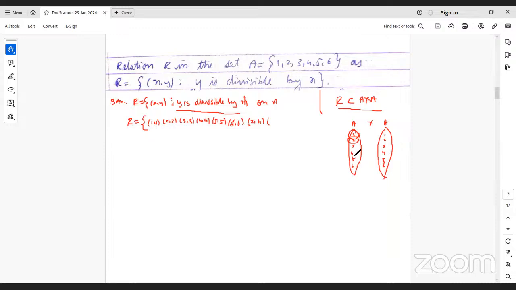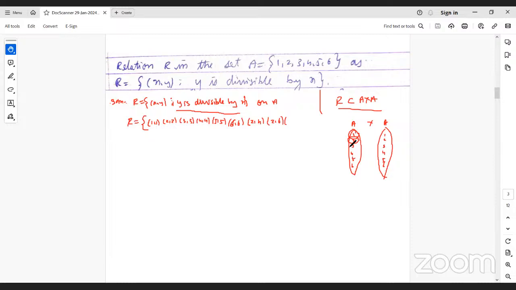Next, 4. 4 is divisible by itself, and also it is divisible by what? 2. It is also divisible by 2. So 2 comma 4 we have written. After 2 comma 4, 2 divides 6 also. So 6 is divisible by 2. And then, so 2 is over.